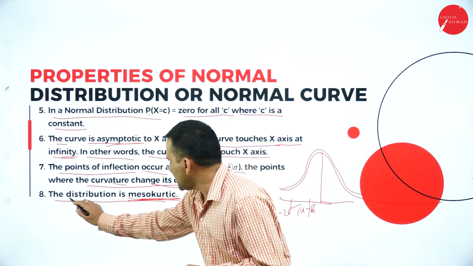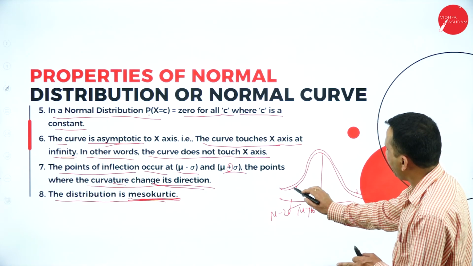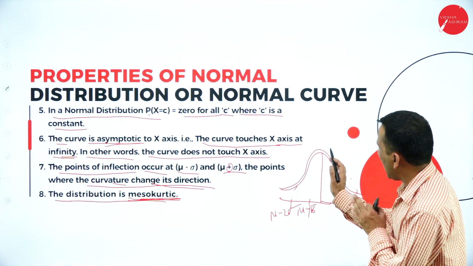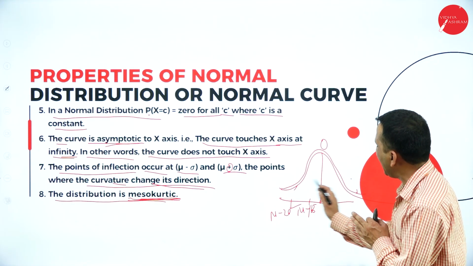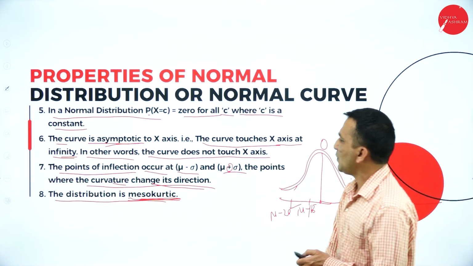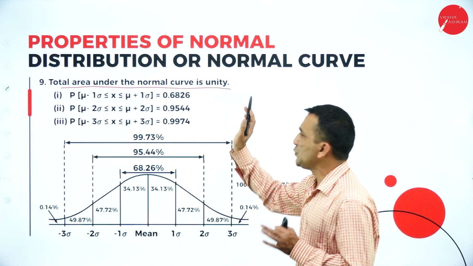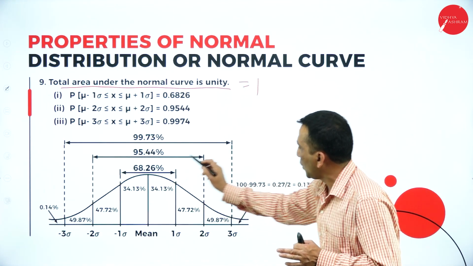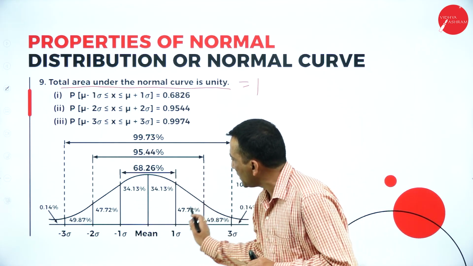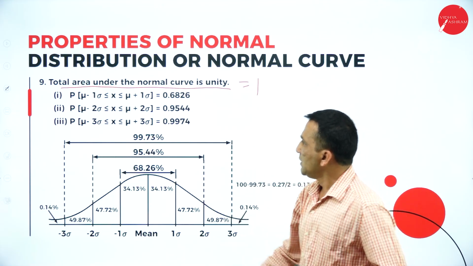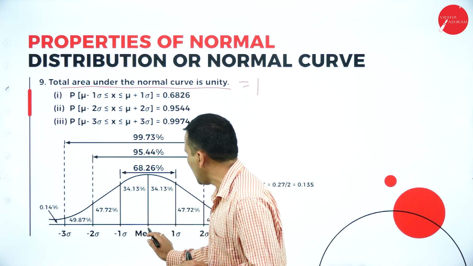Eighth property, the distribution is always mesokurtic, that means equally divided. Left side and right side are equally divided, and the peak we get here is the central point, equally dividing both sides. That is mesokurtic. Ninth property, the total area under the normal curve is unity. Unity is always 1; the total area covered by the graph is 1. Here there are 3 standard deviations, and the bell shape is equally divided.